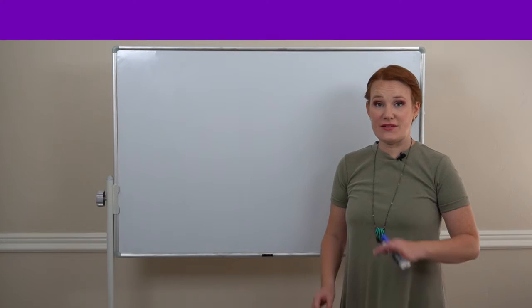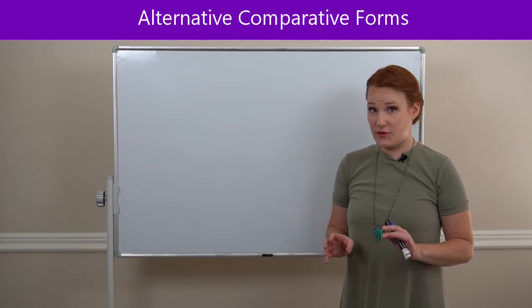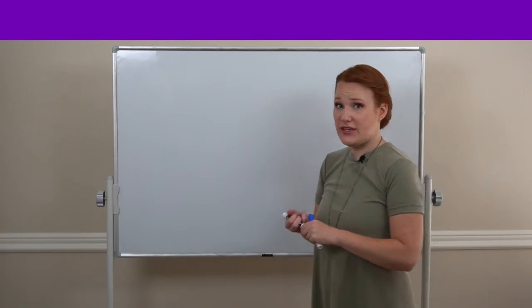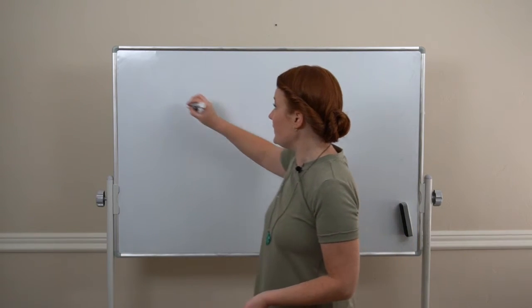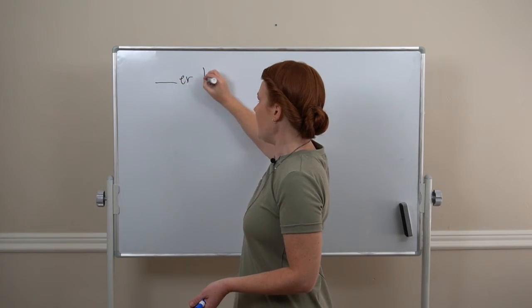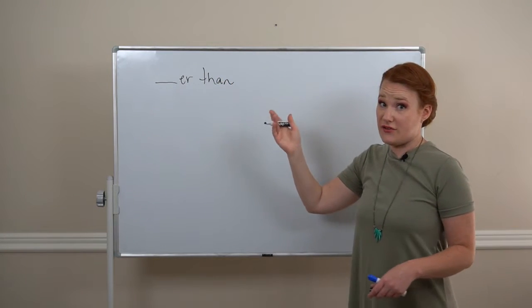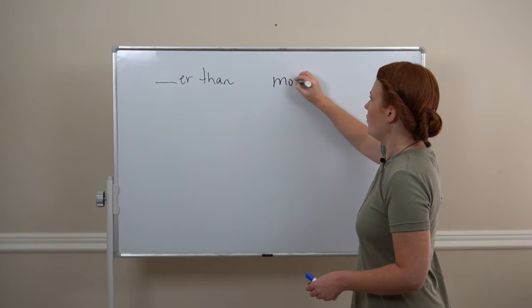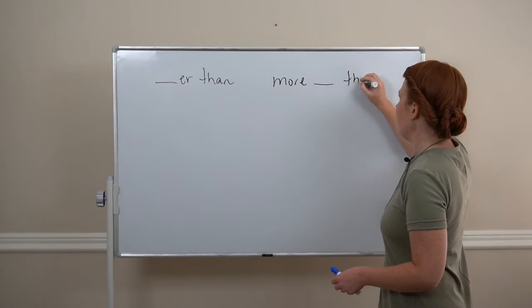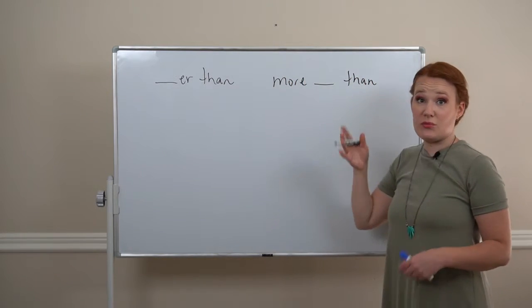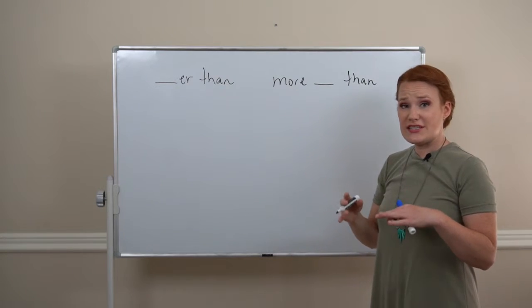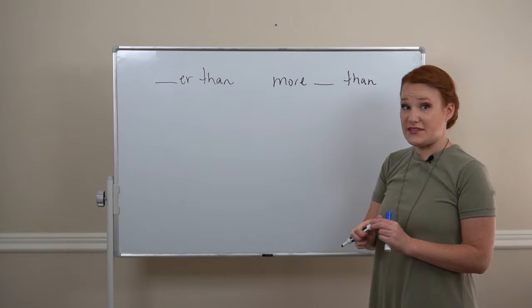Today, let's break down some alternative comparative forms. A while ago, we learned comparative forms like something is taller than, shorter than, fatter than, or more interesting than, more beautiful than. Today, we're going to talk about some other ways to express a comparison.